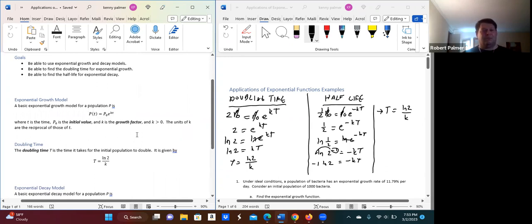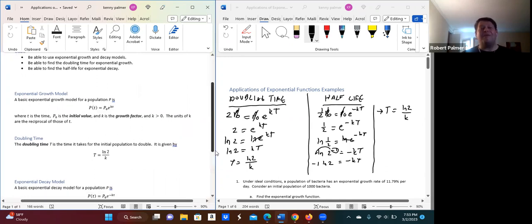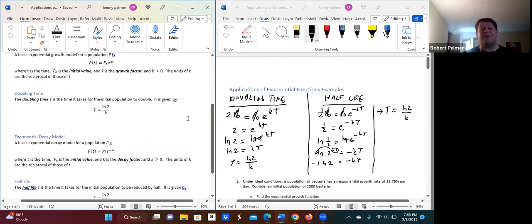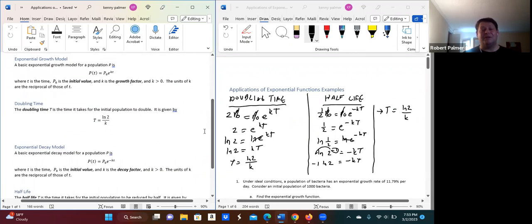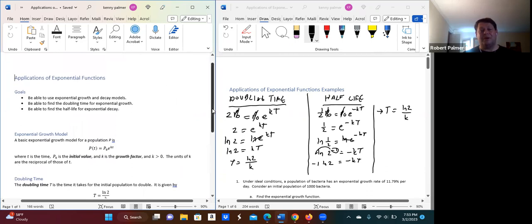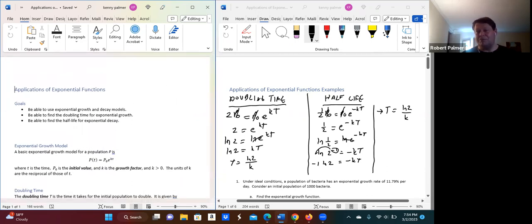Then the doubling time or half-life is actually given by the same formula. The doubling time is the amount of time it takes for your initial amount, whatever it is, to double. And your half-life is the time it takes in decay for that initial amount to become reduced by half of what it was before. We're going to look at some applications where we actually use these ideas to solve some problems.